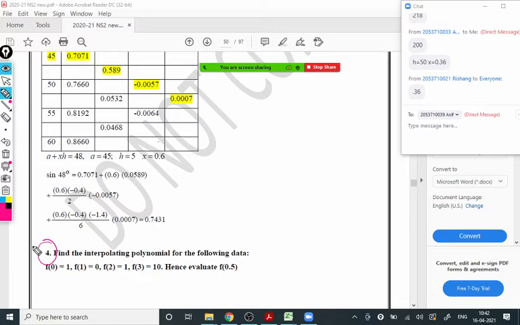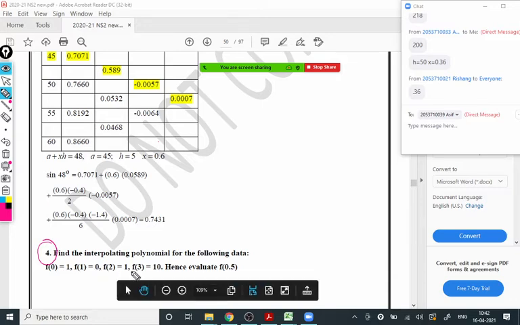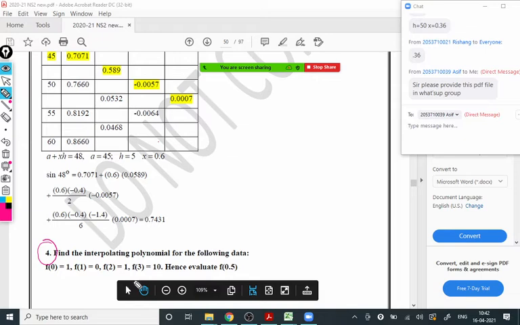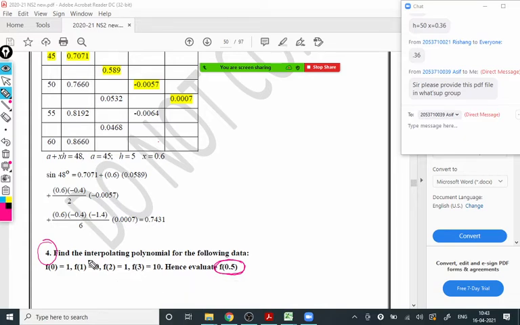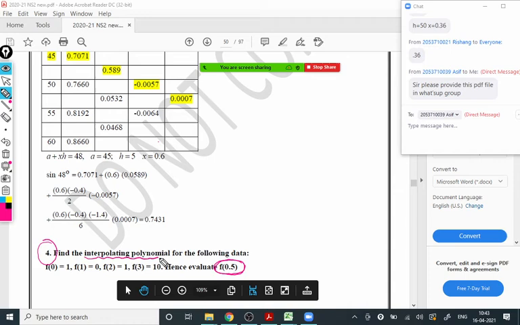Sir, here we are directly given the f of x values. No, that is in the previous question also. We are given x values and y values. But what is the difference that you will observe in this question? In the previous question, we just had to find the functional value at one point. But here we have one extra part, and that extra part is to find the interpolating polynomial.